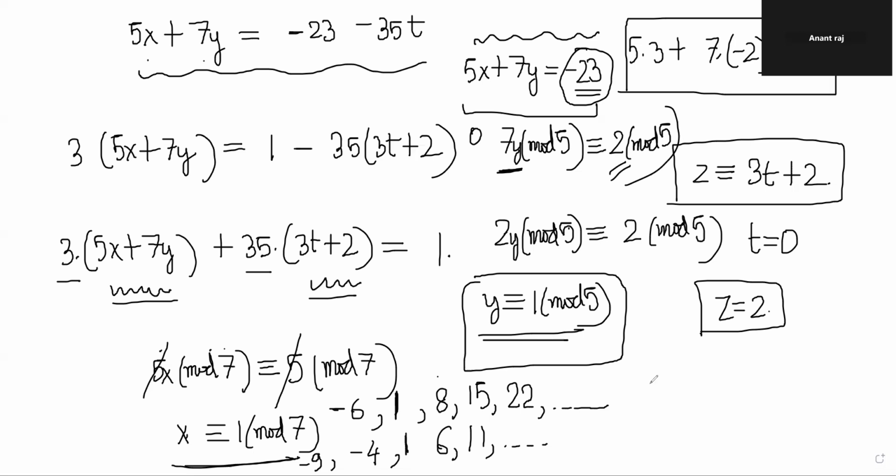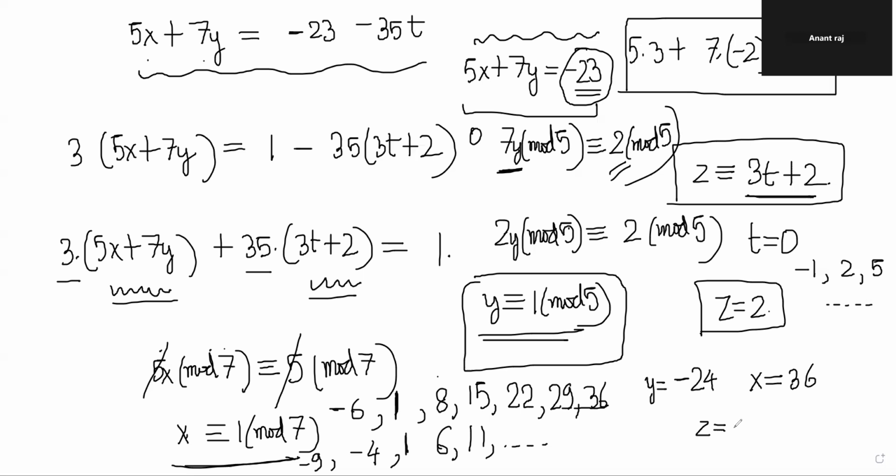So one of the answers that comes is -24 for y, and for x it comes out to be 29 and 36. x is 36 and z is 2. Oh no, z is not 2. z is 3t plus 2, so it could be 2, it could be -1, or it could be 5, and so on, right?